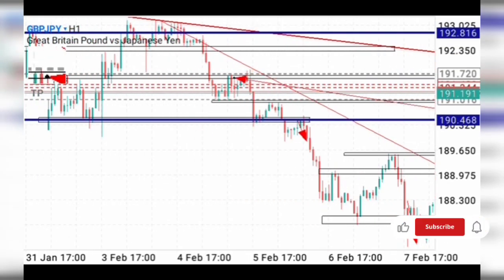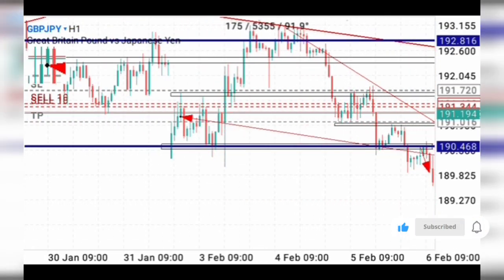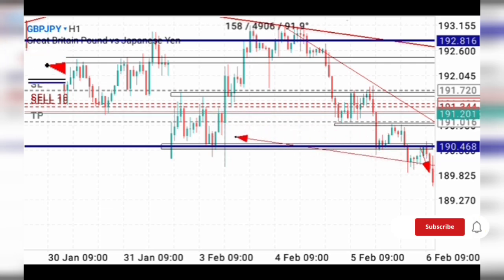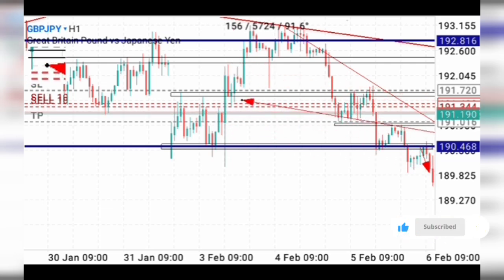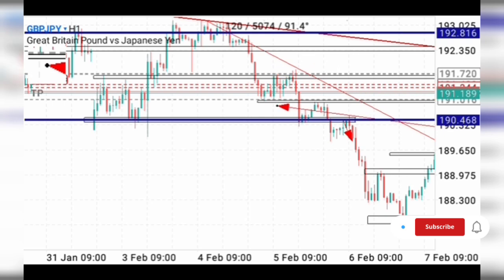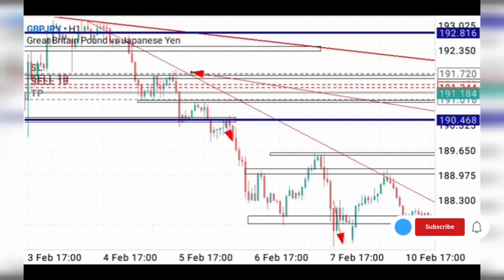Looking at this level, you can see that price has been making a lot of rejections here. This was the first rejection. This is the second rejection. Price later broke, retraced, making it the third rejection, and price came back, broke below, and this is the fourth and the fifth, making this level a very strong level. So price has been making a lot of rejections at this level.